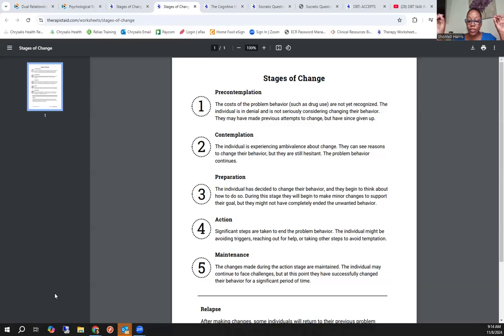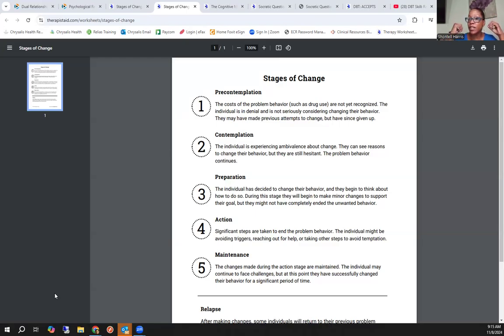Changes made during the action stage are maintained. So maintaining what you do in your action stage, which is stage 4, and you continue even when you face challenges, because you will continue to face challenges, because that's how the universe works. It's going to test you. You know what I'm saying? But you successfully change the behavior. So it's like you changed your habits at this point. You rewired your brain. You rewired how you process and think about things.